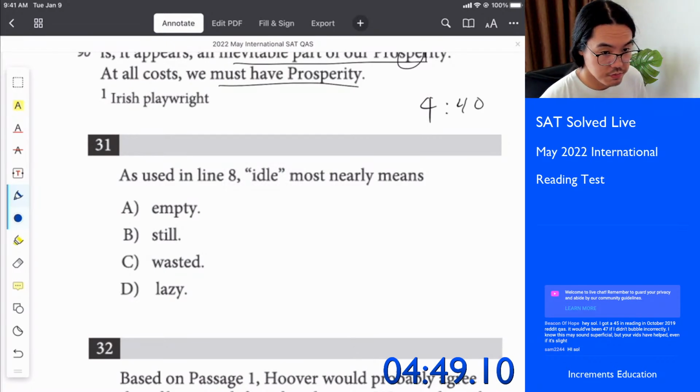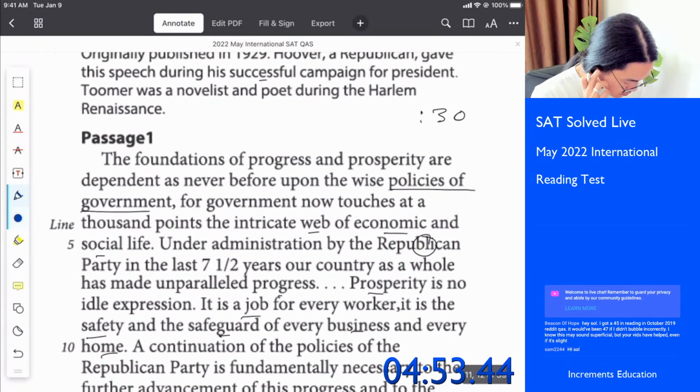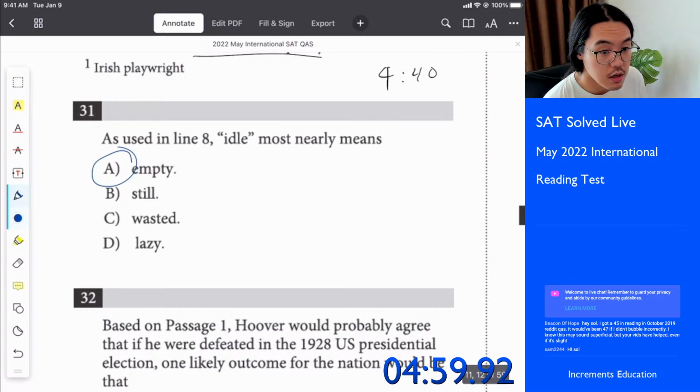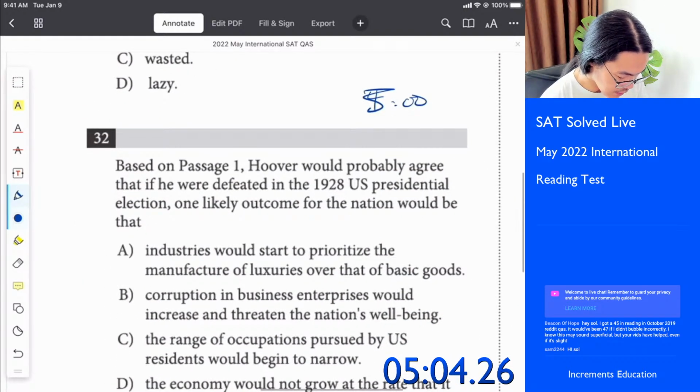Let's go. Idle most nearly means prosperity is no, like meaningless, empty. Yes, empty. 5 minutes, that's 20 seconds for me.